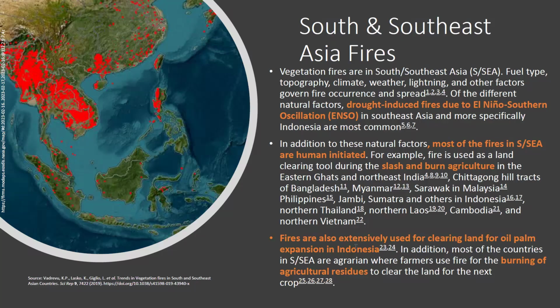In Southeast Asia, we're seeing a lot of vegetation fires, and these are really driven by the drought. Most of these are human started. A lot of it has to do with slash and burn agriculture. And they're really used, excuse me, a lot for palm oil production. You have to clear the land to make that work.